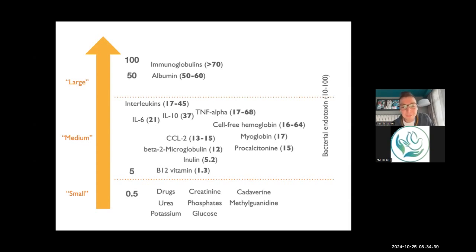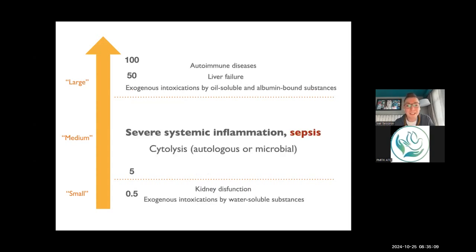And a lot of these medium-sized molecules are the mediators of inflammation. And please have a note on the right side of the slide: bacterial endotoxin, lipopolysaccharide, a molecule of bacteriological origin, and it has a very variable size. We'll speak about it later. It's hard to consider it in a certain part of this slide.